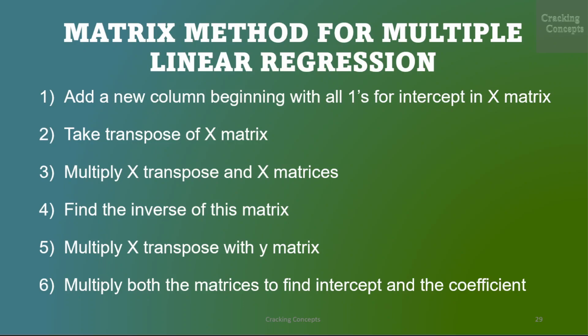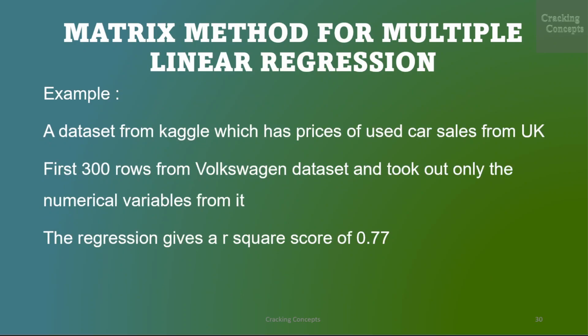Now, as an example for this, a data set containing the price of used car sales from the UK was taken from Kaggle, and specifically the first 300 rows from the Volkswagen dataset were taken, and only its numerical values were used. On doing regression using NumPy in Python, it was seen that the R-square score was 0.77.